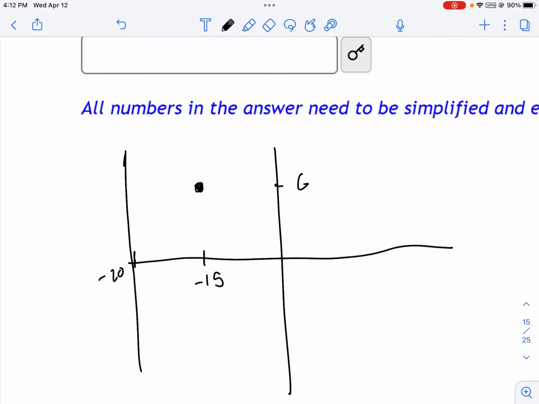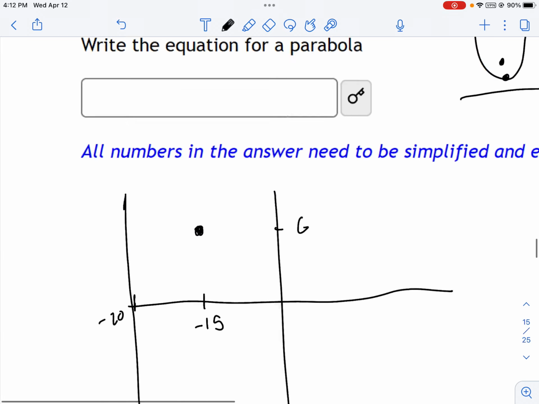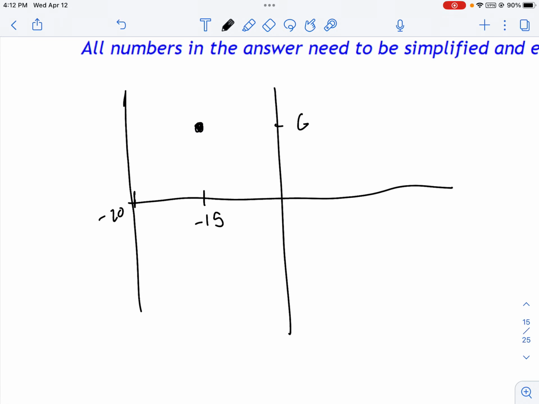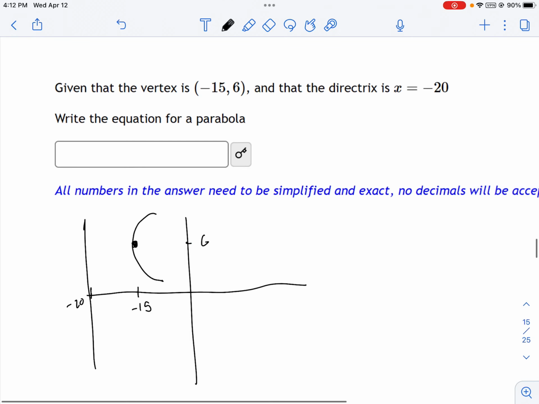Because remember, for a parabola, you have a couple of pieces that are really important to it. You have the focus, you have the vertex, and you have the directrix. The directrix is always behind the parabola, which means that any other point is going to be where it opens at. So vertex, bam, it's got to be doing something like that. Okay, do I know exactly what it is? No. Do I need to? Not for writing the equation.